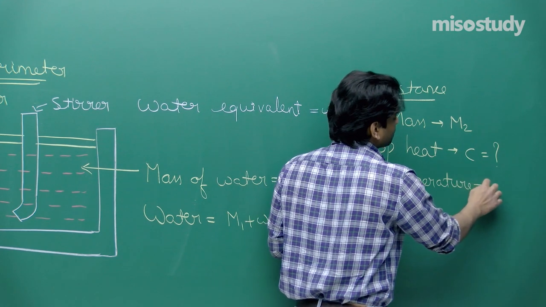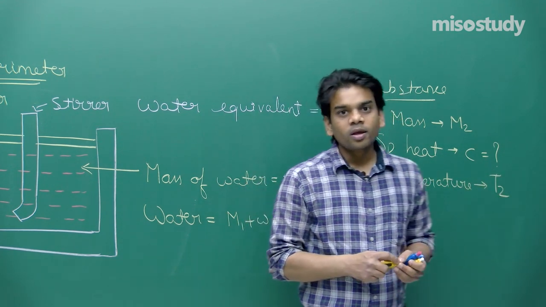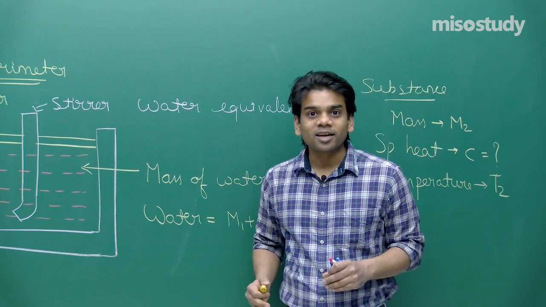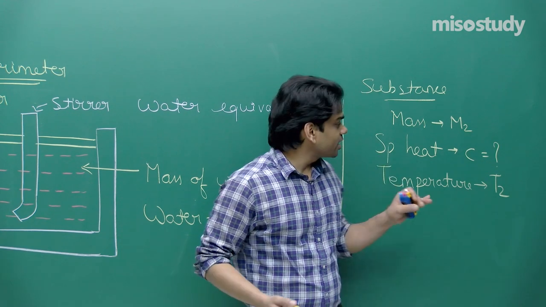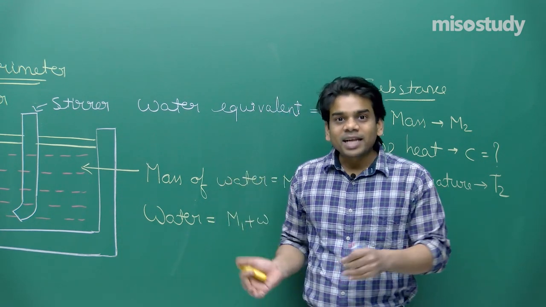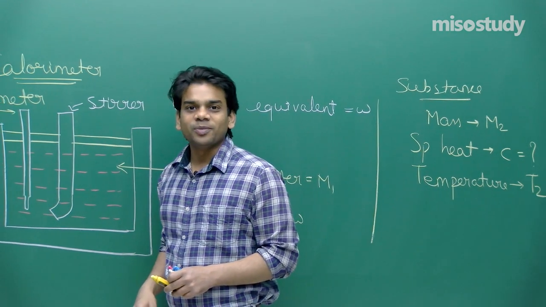Temperature that has been maintained for the substance initially, that is T2. Now what you do, you got the temperature of water in the copper calorimeter, that is T1. You got the temperature of the substance, that is T2. You bring that substance and dip it in this copper calorimeter.